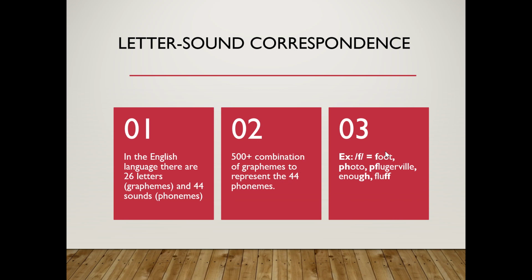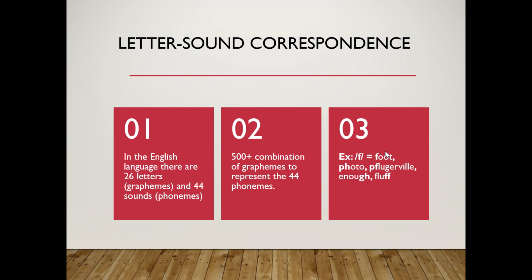In letter-sound correspondence, there are, as we know in our English alphabet, 26 graphemes, and out of those 26 graphemes, there are 44 phonemes. So in our alphabet, we have 26 letters that make their own sound, and then there are an additional number of sounds that our alphabet makes. The second piece of letter-sound correspondence is that there are 500 plus combinations of graphemes that represent those 44 phonemes.